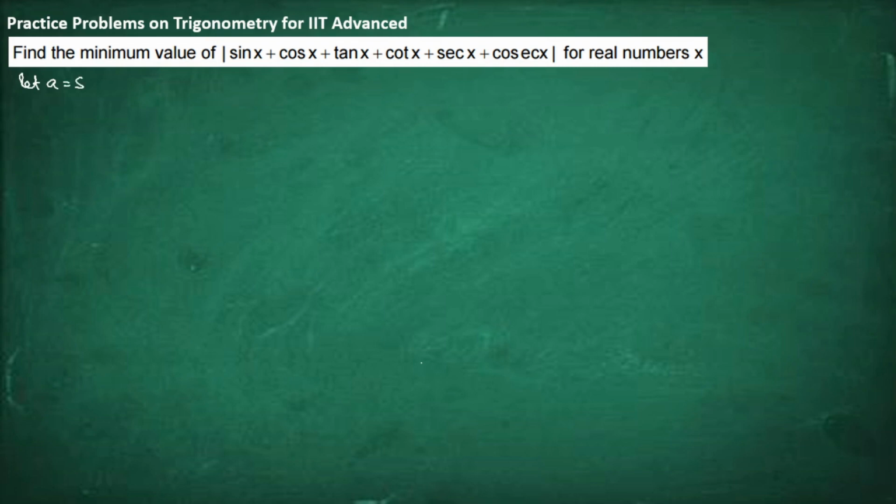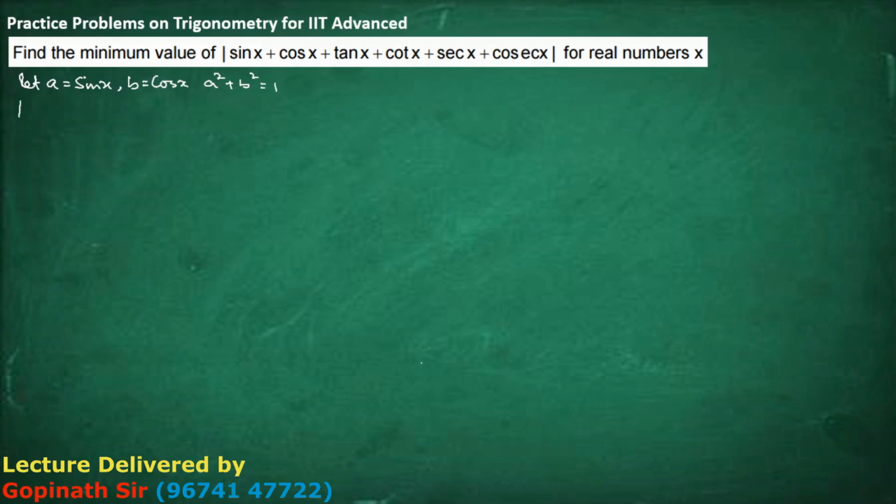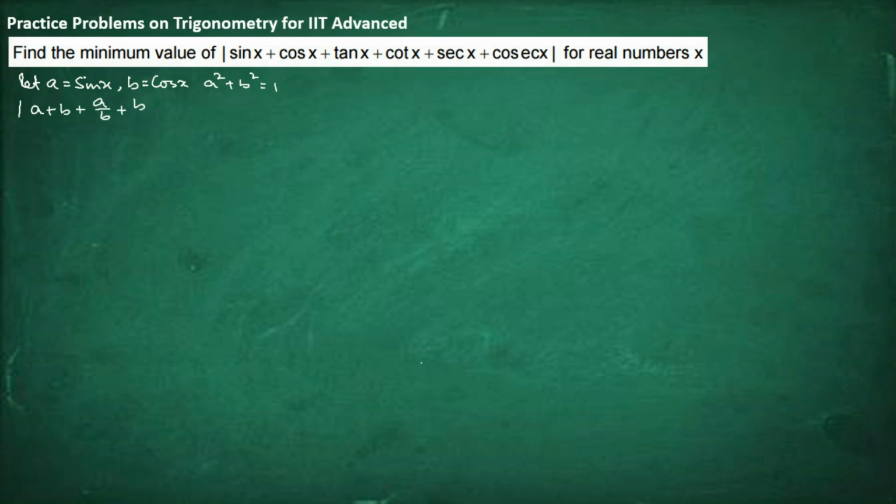Now before starting the sum, let me assume A as sin x and B as cos x, such that A square plus B square will give you 1. Therefore, the given expression becomes modulus of A plus B plus A by B plus B by A plus 1 by B plus 1 by A. Is it clear?